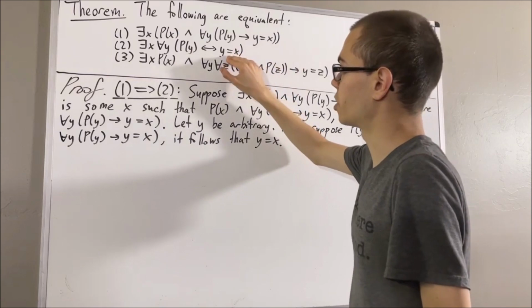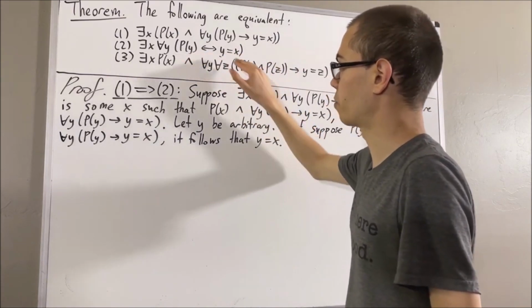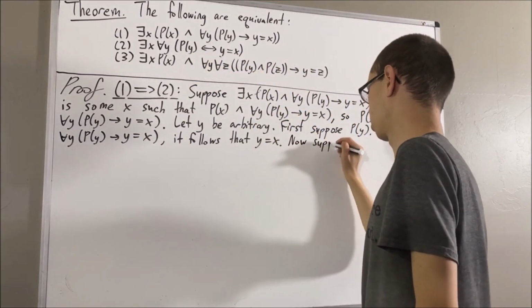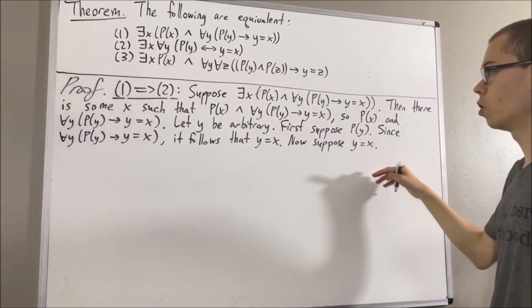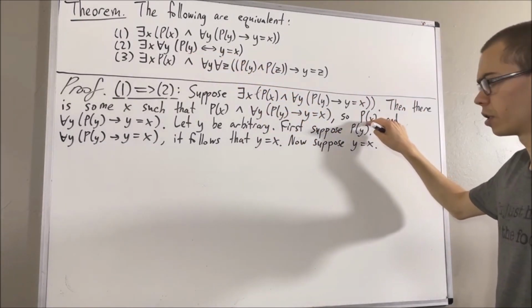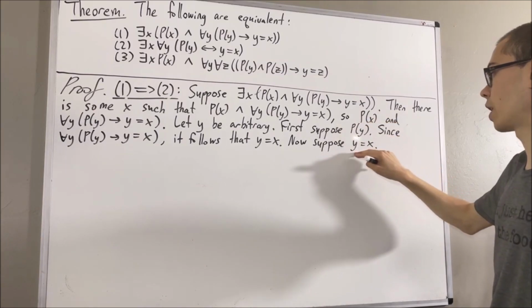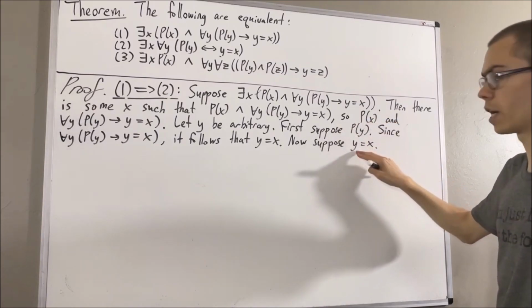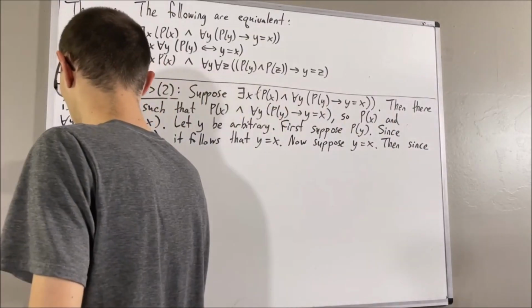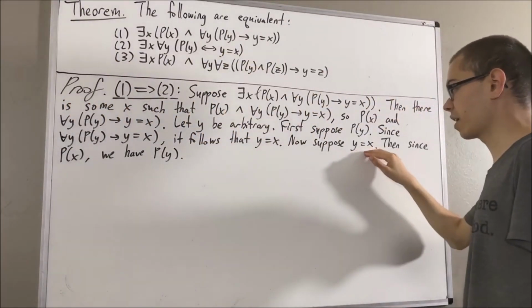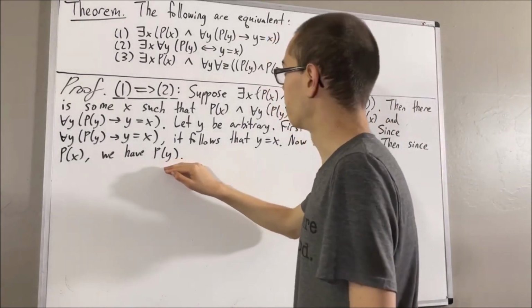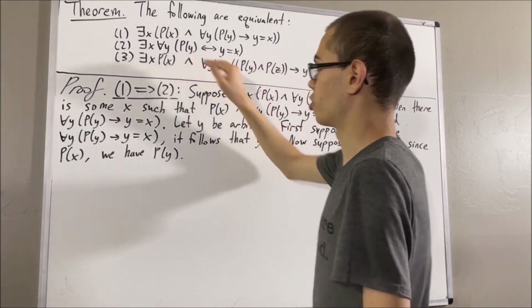Now we're going to show if this is true, then this is true. So let's suppose Y is equal to X. From here, we want to show that P of Y is true. Well, we know that P of X is true, and since X is equal to Y, we can take the X here and substitute it for Y. So what we've shown here is if Y is equal to X, then P of Y. So we have shown if this is true, then this is true.